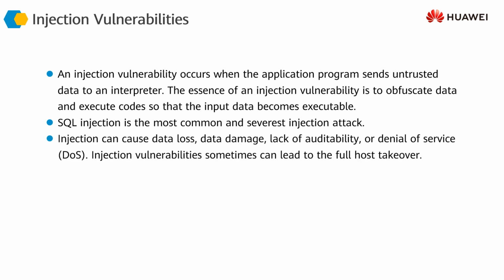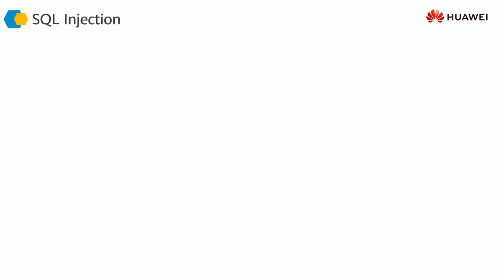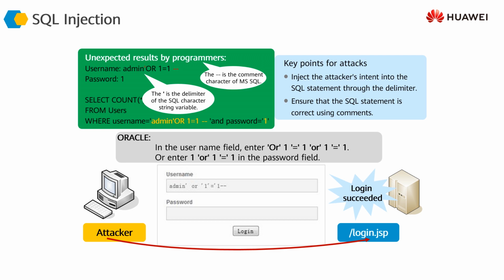SQL injection is one of the most common injection attacks in the industry. Any injection attack can result in data loss, data damage, DDoS attacks, or it can corrupt your databases. So a lot of dangerous and unwanted things can happen because of injection vulnerabilities and injection attacks, specifically SQL injection attacks, which as you can see is the most common form of injection attack. So let's take a look at the SQL injection attack.